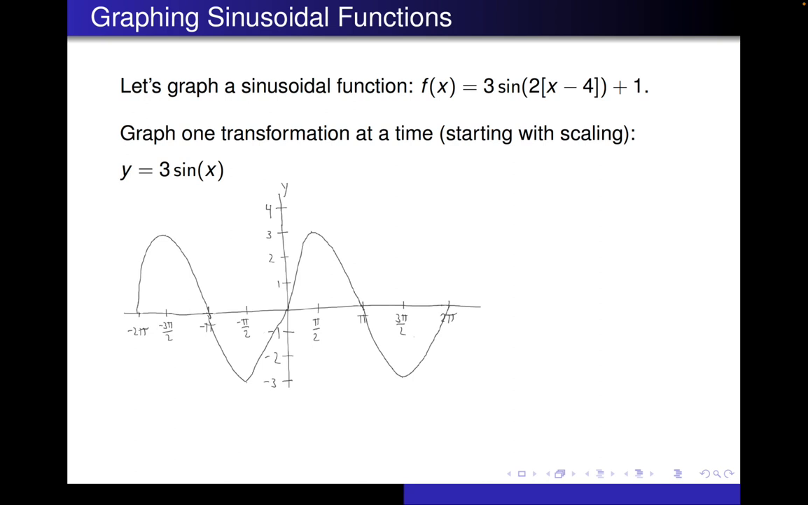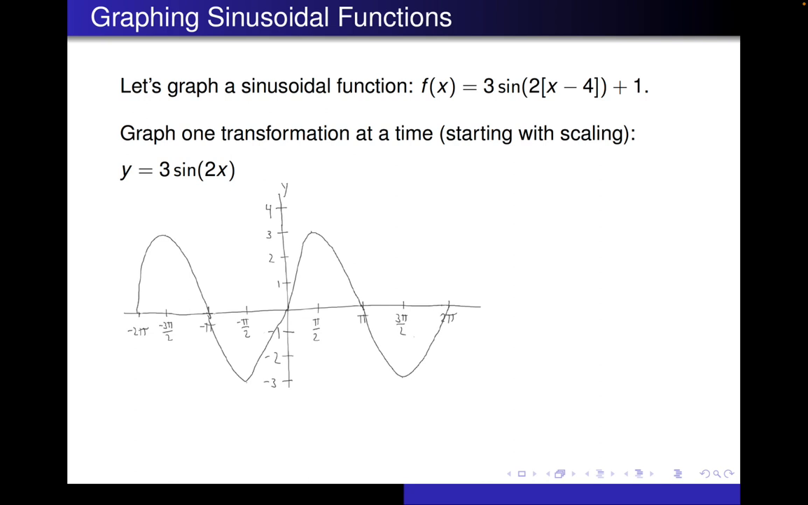Next, we're going to do the horizontal scaling. So we're going to put in that 2. Now, replacing x with 2x is going to give us a horizontal compression by a factor of 2. That means everything is going to get skinnier by a factor of 2. So everything's going to be half as wide.